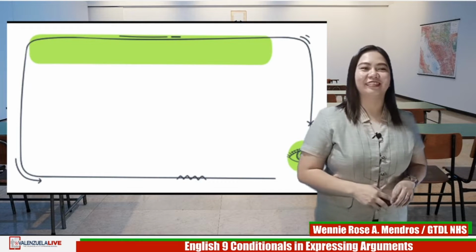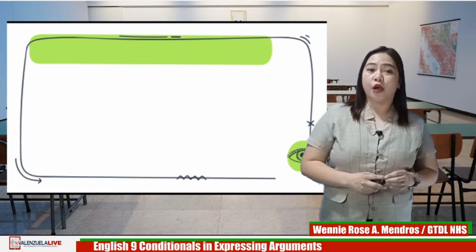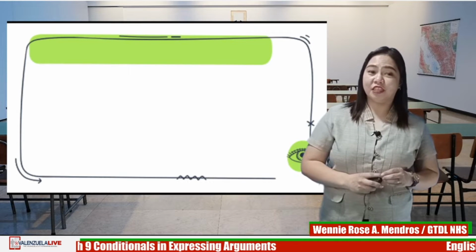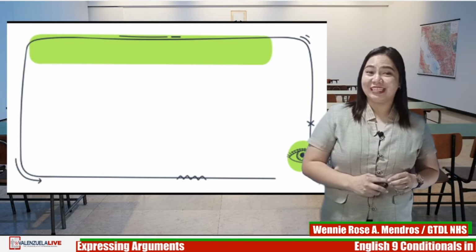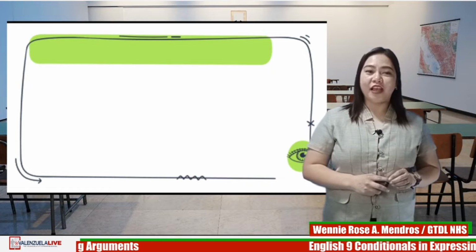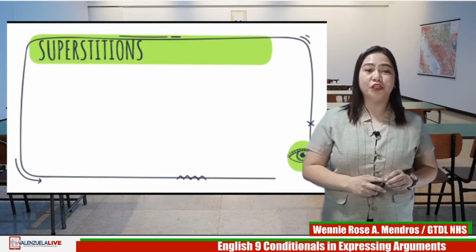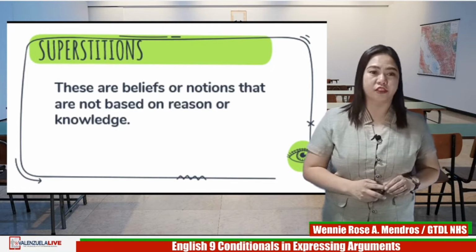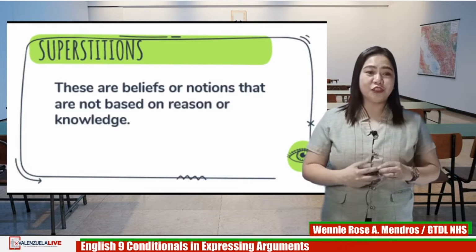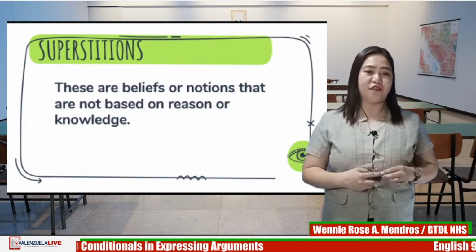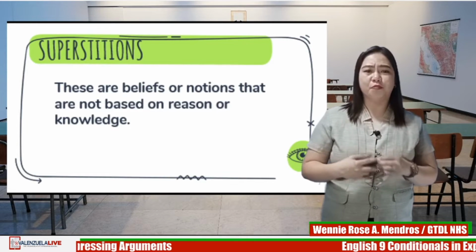Let us start. Last episode, we tackled the formats and parts of a conditional sentence. Also, we discussed the first among the four types of conditional sentences, which is the zero conditionals. For today, we will learn the rest of the types. To start with, let us define the word superstitions. When we say superstitions, these are beliefs or notions that are not based on reason or knowledge. Like any other countries, we Filipinos have our very original superstitious beliefs which we actually inherited from our ancestors. There are perhaps hundreds or maybe thousands of these beliefs out there.